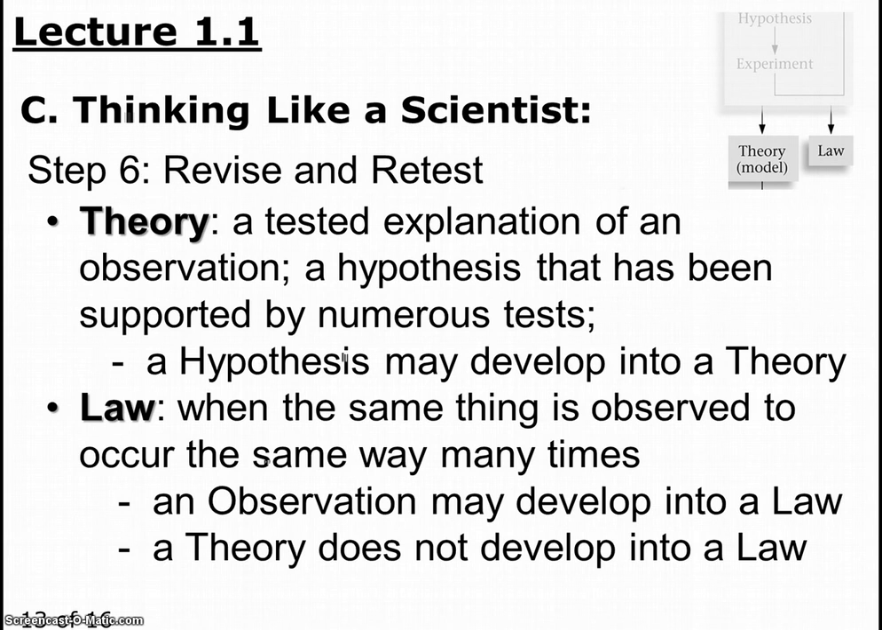Theories and laws, as you can see from the diagram, are two different outcomes of the scientific method model. They do not turn into one another. A law, by contrast, is when something is observed many times and gets observed the same way. So an observation may lead into a law, while a hypothesis may develop into a theory. They're sort of two separate paths that can come out of the scientific method, and those two different paths or roads do not run into each other.